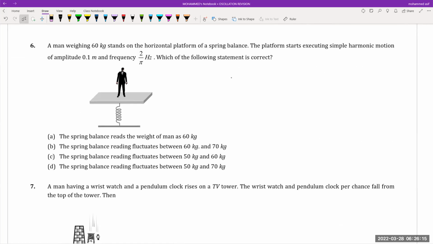a man weighing 60 kg stands on an horizontal platform on a spring balance. The platform starts executing the simple harmonic motion of amplitude 0.1 meter and frequency 2 by pi hertz. Which of the following statement is correct? Spring balance reads the weight of the man 60 kg. Spring balance reading fluctuates between 60 and 70. Spring balance reading fluctuates between 50 and 60. It fluctuates between 50 and 70.